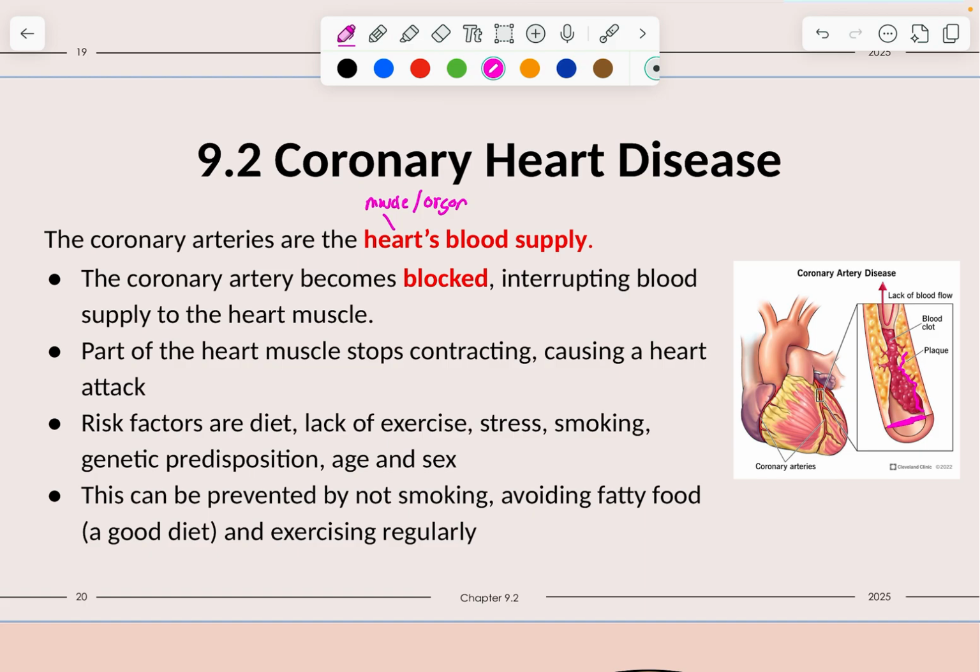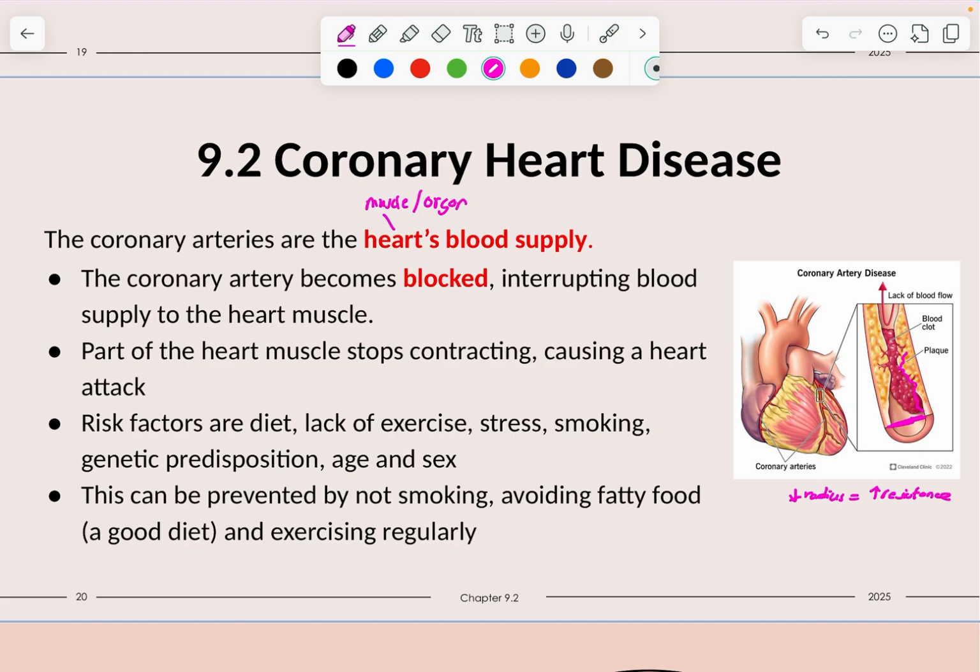So what happens to this? When the radius becomes smaller, there will be more resistance. So this is some physics again. The smaller the vessel, the less blood can go through, because there's higher resistance, and your heart may need to pump more to overcome that resistance. When it blocks, it interrupts blood supply, the heart stops contracting, and that will be one of the reasons that can cause a heart attack.